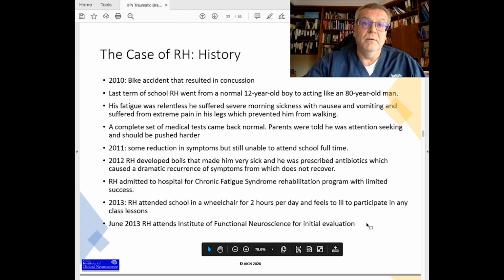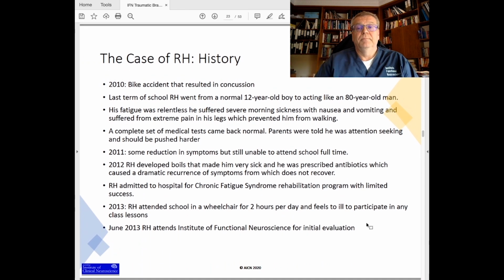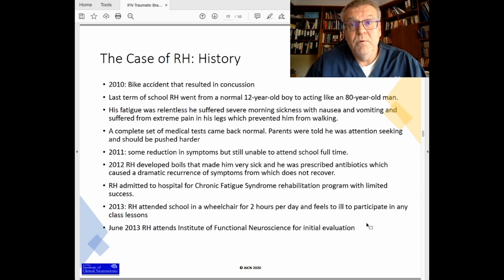Now, the first case that I want to talk about is the case of RH. Now, RH, again, was riding a bike, so he fits into the statistics that I presented quite well. He was riding a bike without his helmet. Again, another big no-no when you're taking part in recreational activities that do involve some kind of motion. So he had a bike accident, and that resulted in concussion. And his mother said that the last term of school, he went from acting like a normal 12-year-old boy to acting like an 80-year-old man.